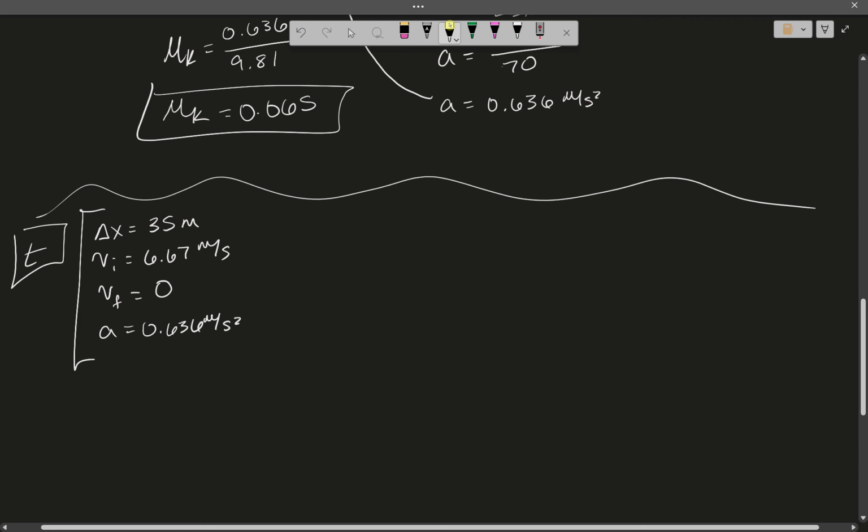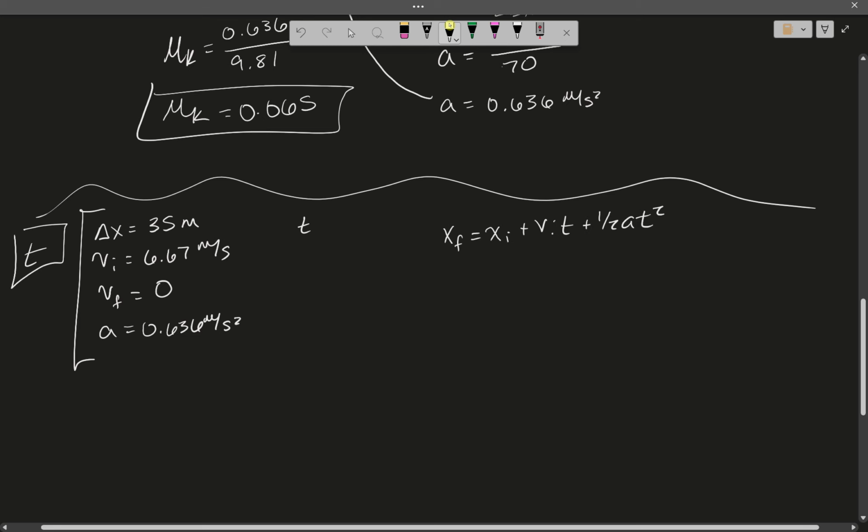This all sets me up to use a kinematic equation to solve for time. So I could use velocity, no, I can't use that. I could use x final is x initial plus v initial t plus 1/2 acceleration times t squared.